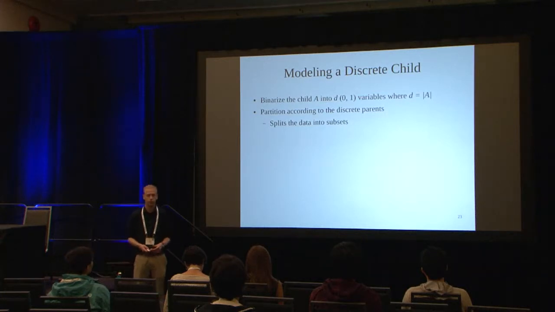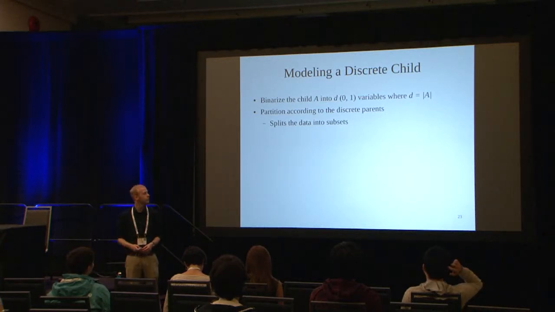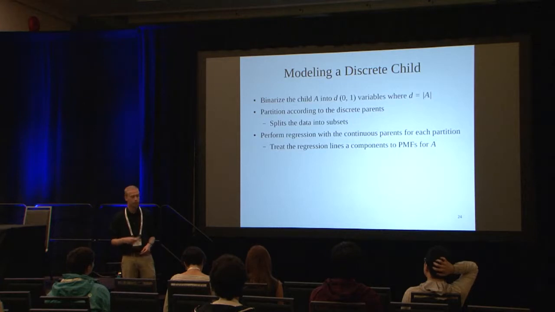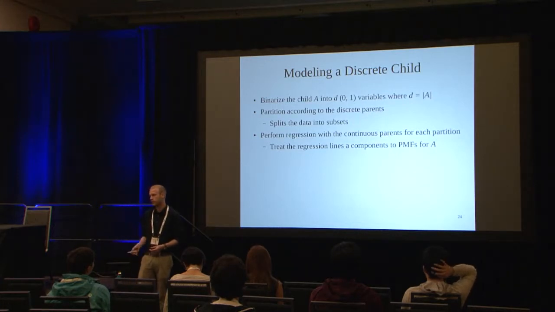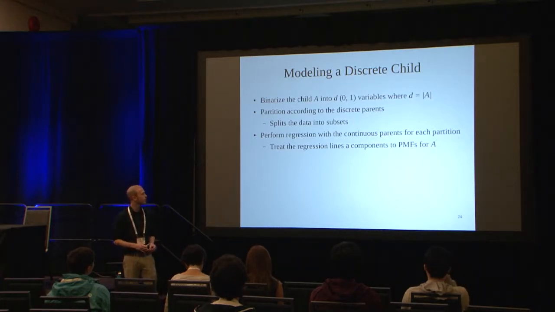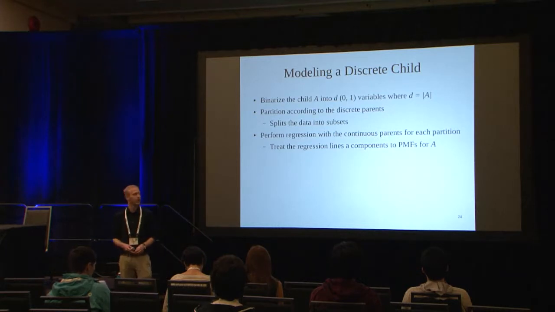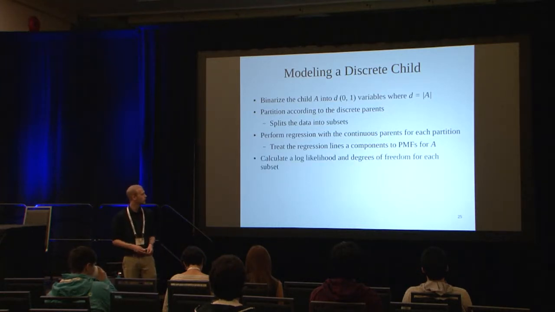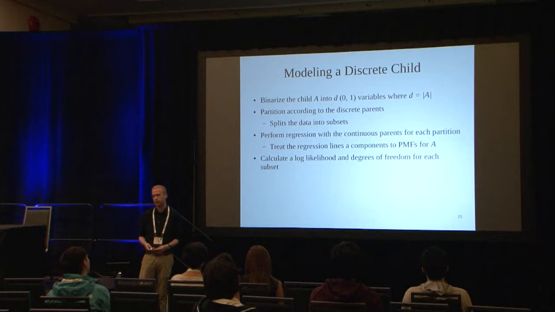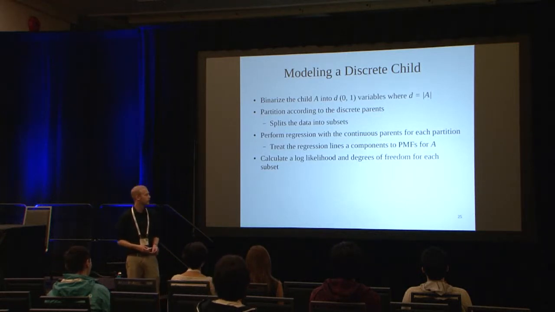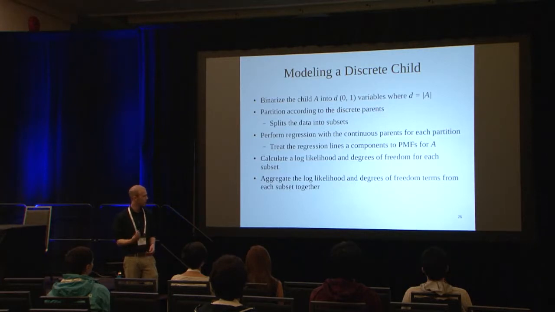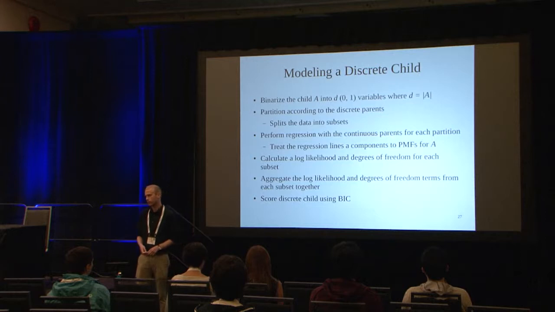Again, we're going to partition according to the discrete parents, and then we're going to perform regression in each one of these partitions. However, this time we're going to treat the regression lines as components to a conditional probability mass function. After we have this approximation, we can calculate a log likelihood and degrees of freedom, and then sum them together, and again score using the Bayesian information criterion.